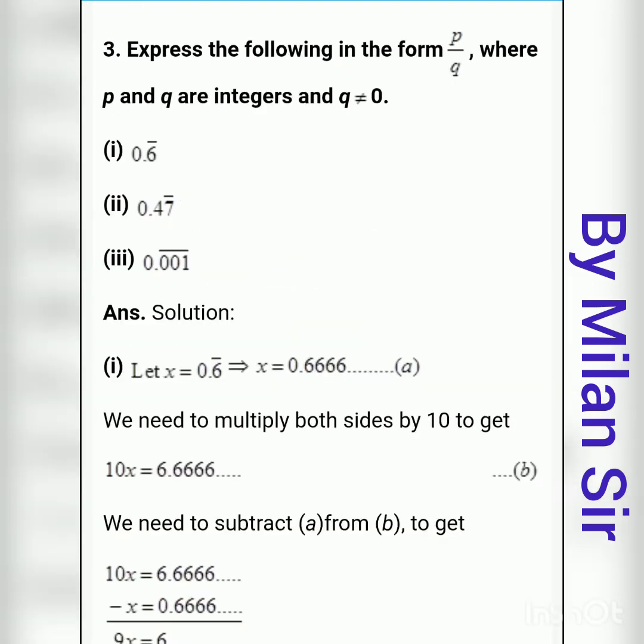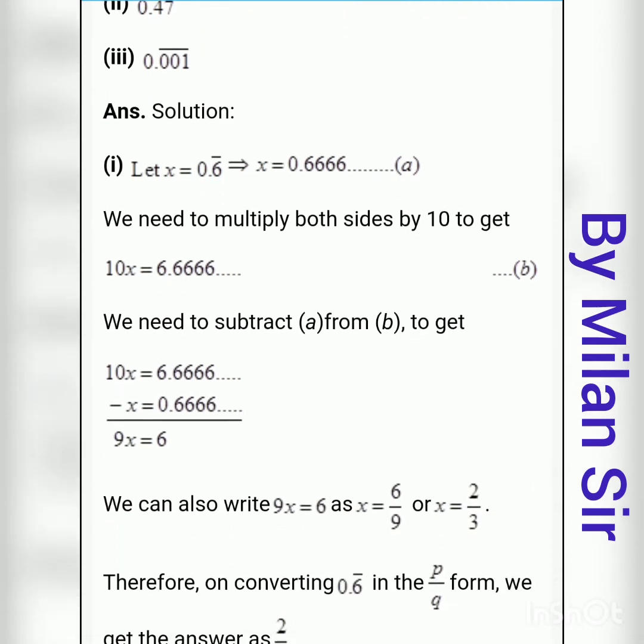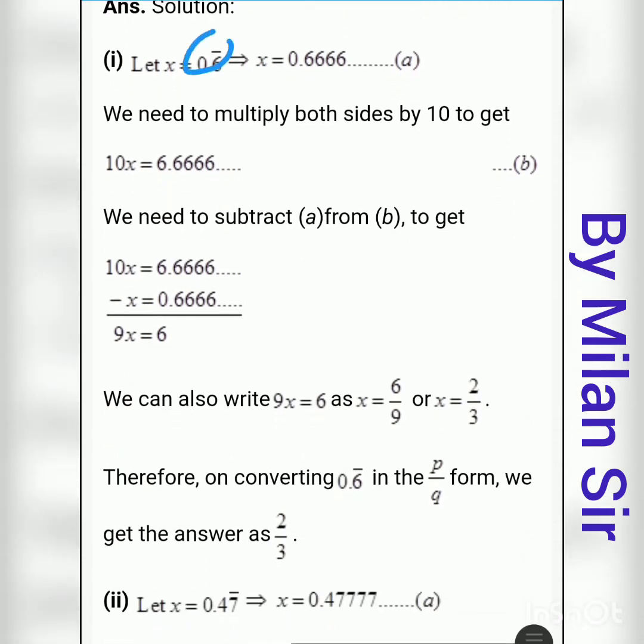Then question number 3. Express the following in the form P by Q, where P and Q are integers and Q cannot be 0. Okay, our first question is 0.6 bar.